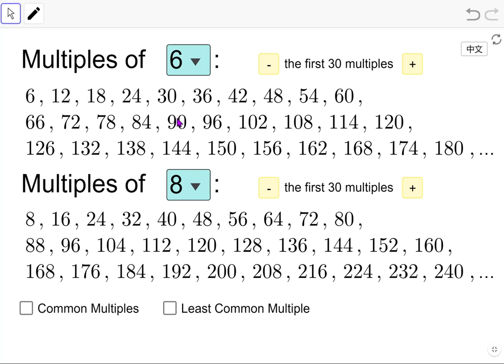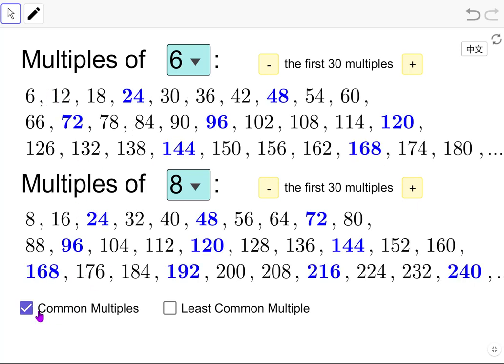So that's the difference between multiples and factors. There's an infinite number of multiples, but there's always a finite number of factors that go into a number. So which ones are common? Which ones are in both lists? There they are in blue. And there's an infinite number of them if we keep getting bigger and bigger.